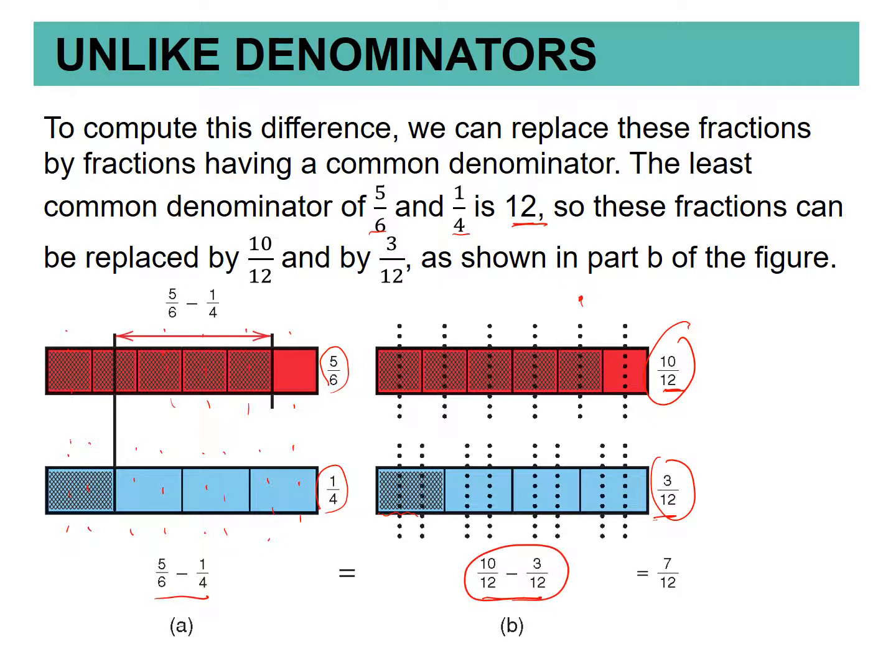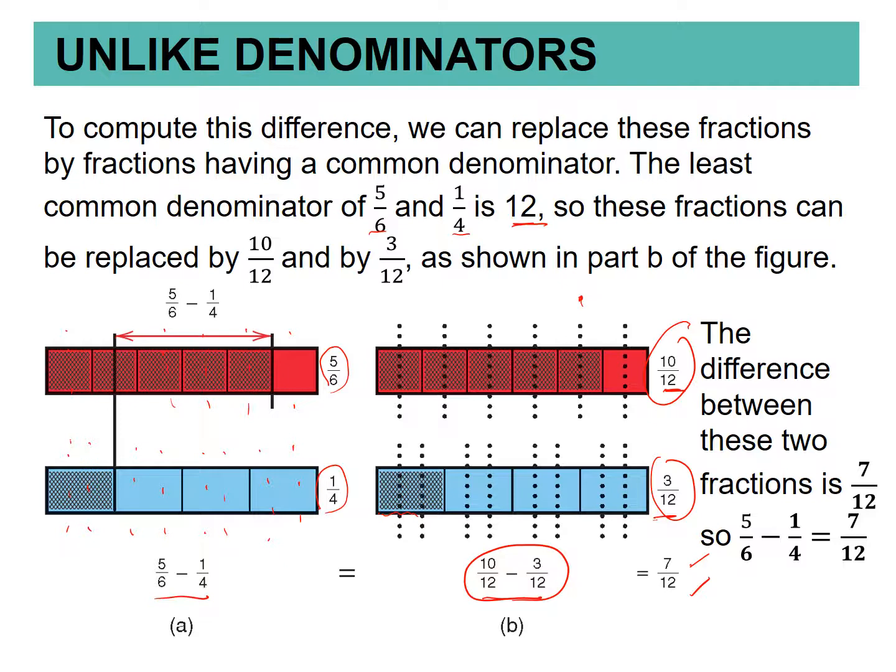This I subtract just like I would add, by subtracting the numerators to get 7 and keeping the same denominator. Or how many pieces are different between 10/12 and 3/12, if I'm thinking of a comparison method. Well, 7 of those 12s are different. So the difference between these two fractions is 7/12.